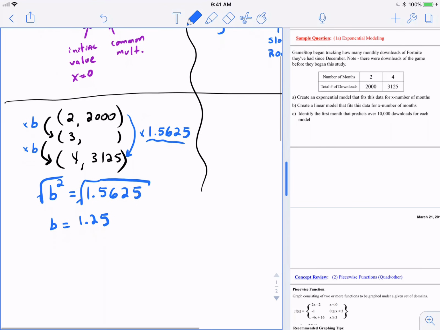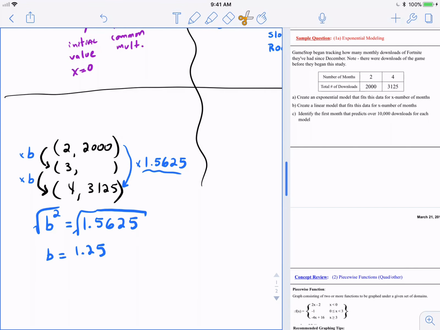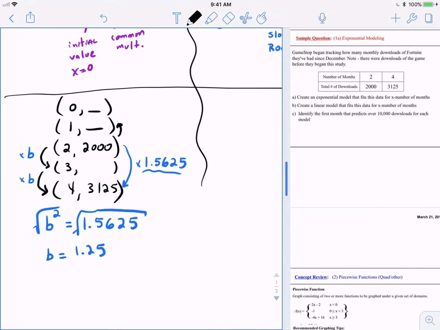Okay, so we know b, great. So our function's halfway built right now. We still are missing the initial value. And remember, that's our y-intercept. Sometimes initial value can be used in the same way that y-intercept can. So we can do something related to what we just did. We could work backwards. If I want to know what the y-intercept was, where x equals 0, I know that the multiplier is 1.25. I can work backwards and divide by 1.25 twice. So I'm going to take 2,000 and divide by 1.25. I get 1,600.